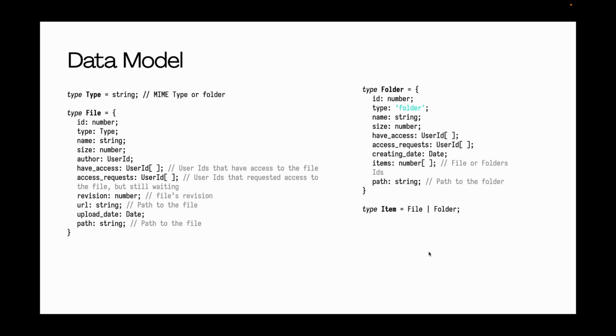Number of revision is, in other words, the version number of the file. For example, if user uploaded a file and after that wants to replace this file with a new version, the number of revision will be updated by 1. URL is a link to the downloaded file. In the folder type, we can see almost the same set of fields. It also has items. Items is a list of files or other folders.